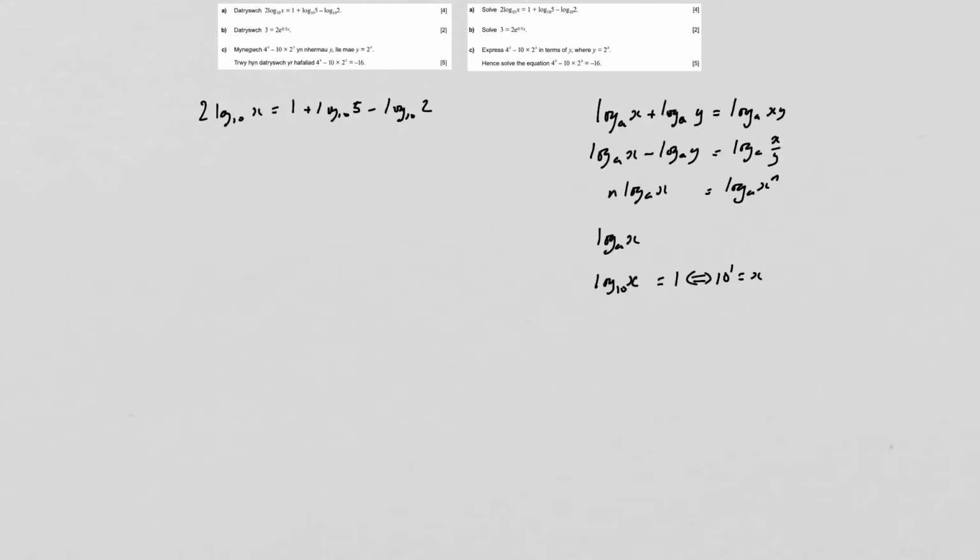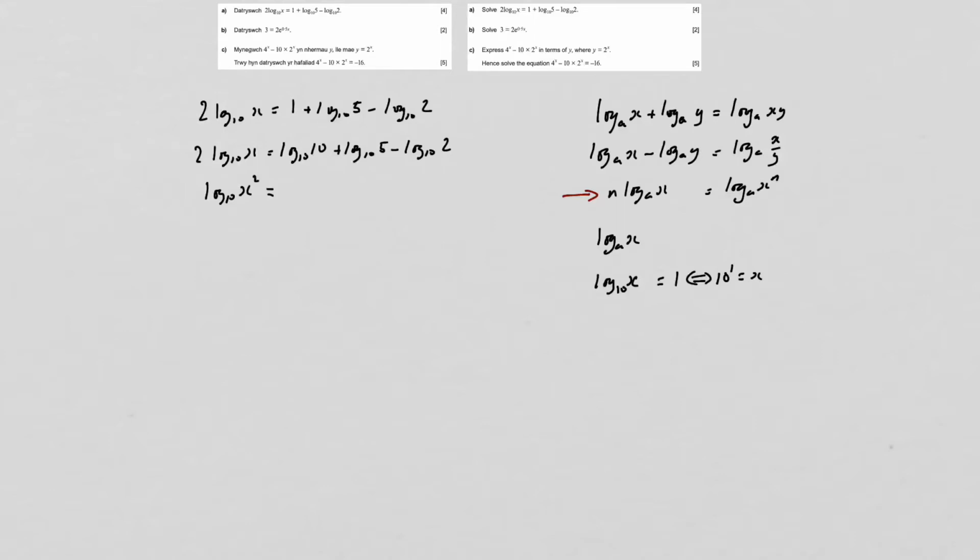So in our question we can replace the 1 by log base 10 of 10, and then we'll write the rest of it out. And now we'll use our rules. On the left hand side we have a case of this rule. We have something times a log, and so that will change into log base 10 of x to the power of 2.